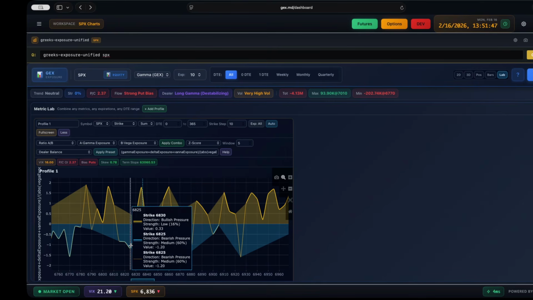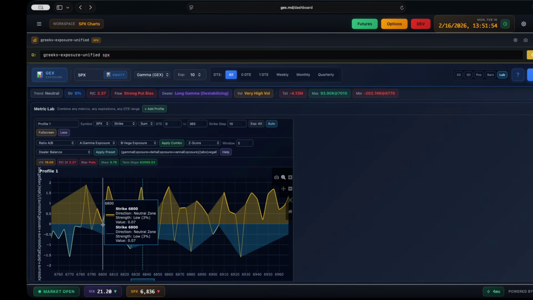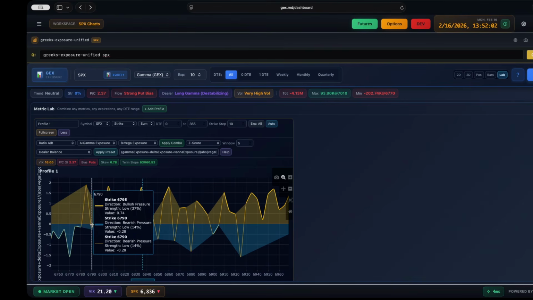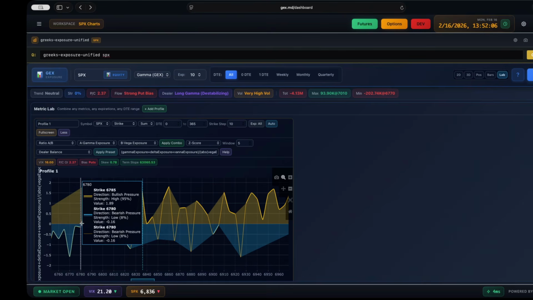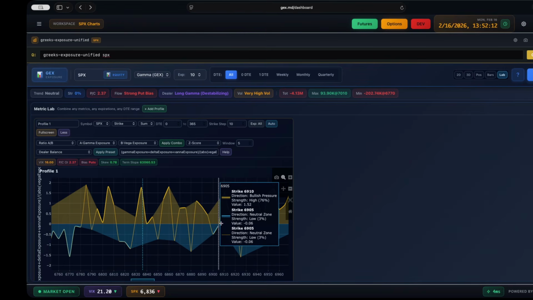Right here is a minus 1.20. Right here they are 0.94, 0.07. So this number, they are almost balanced. This guy here, almost balanced. Right there is not that much. So you know they are really balanced in this area. Right here, and where else do you see balance?